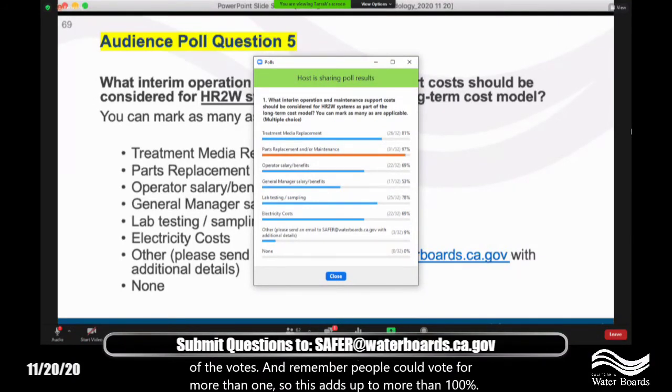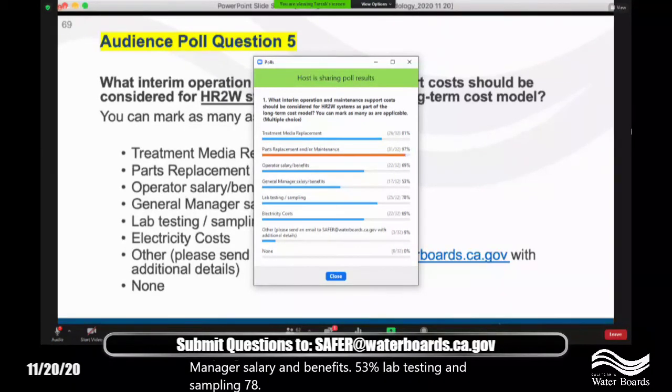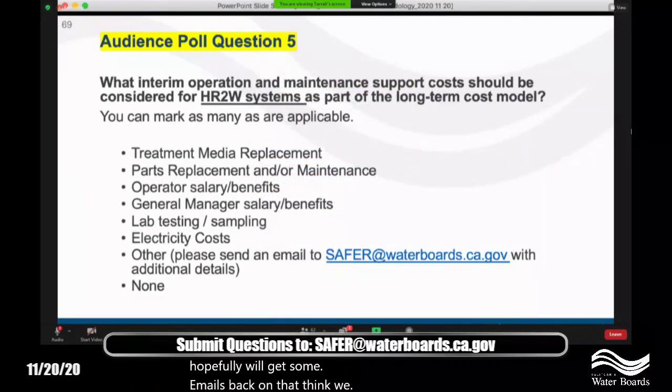Treatment and media replacement was 81% of people. Operator salary and benefits, 69% of folks. General manager salary and benefits, 53%. Lab testing and sampling, 78%. Electricity costs, 69%. And other, so hopefully we'll get some emails back on that. I think we got a couple follow-up emails last time.